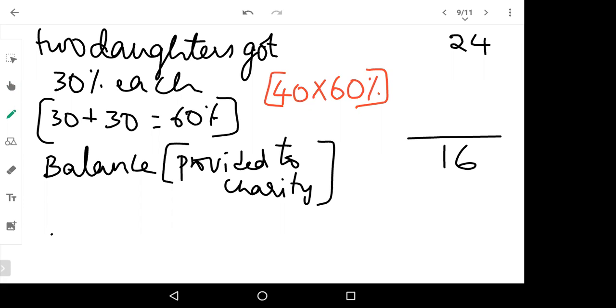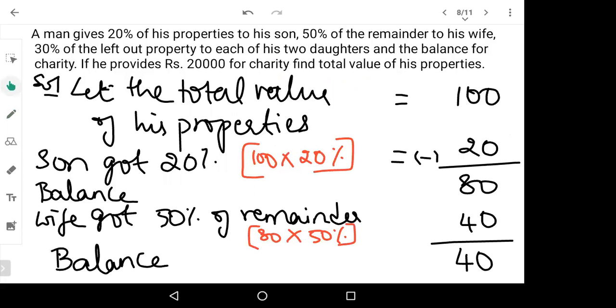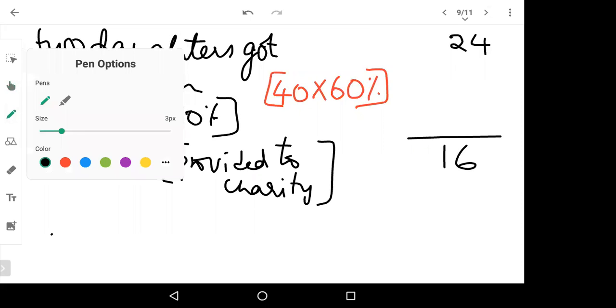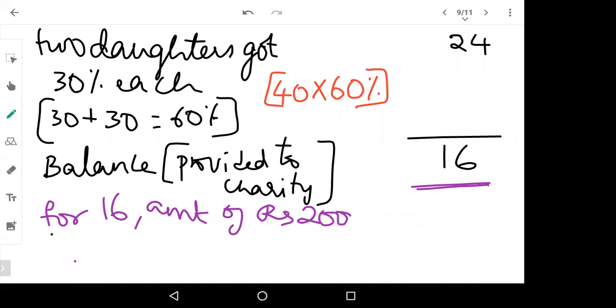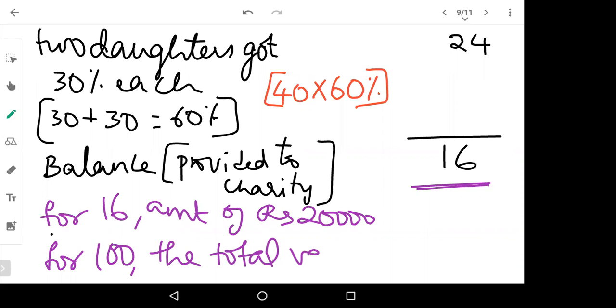and there is another information in question which says 20,000 was given to charity. Rupees 20,000 was given to charity. So, in return, it means that for this 16 balance, whatever we got, if this is for charity of rupees 20,000, now for 100, what will be the total value? Let us take it as X.